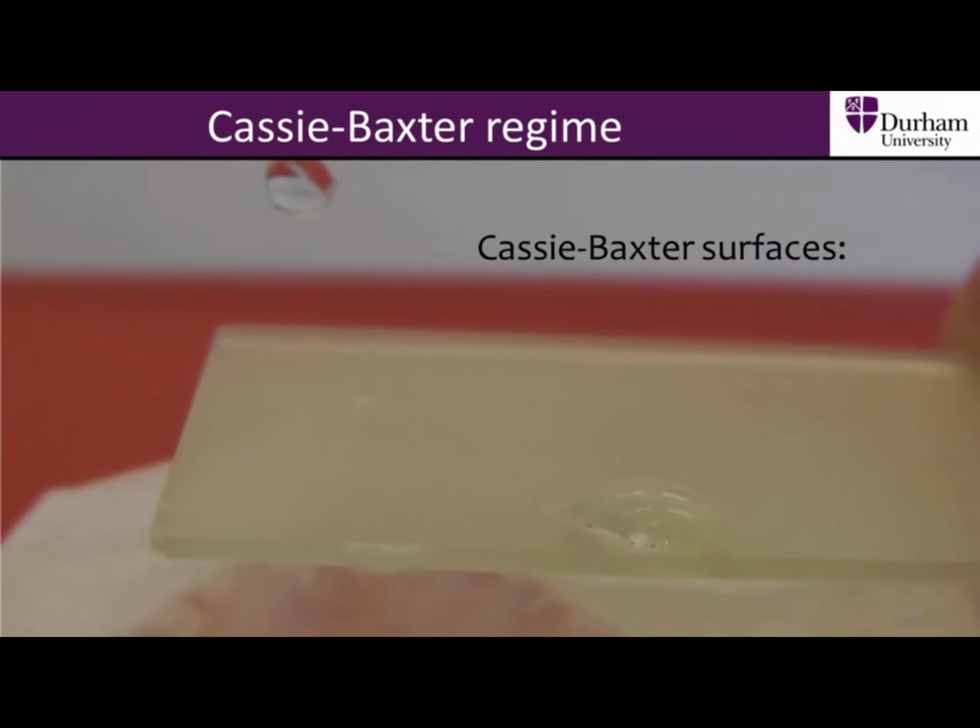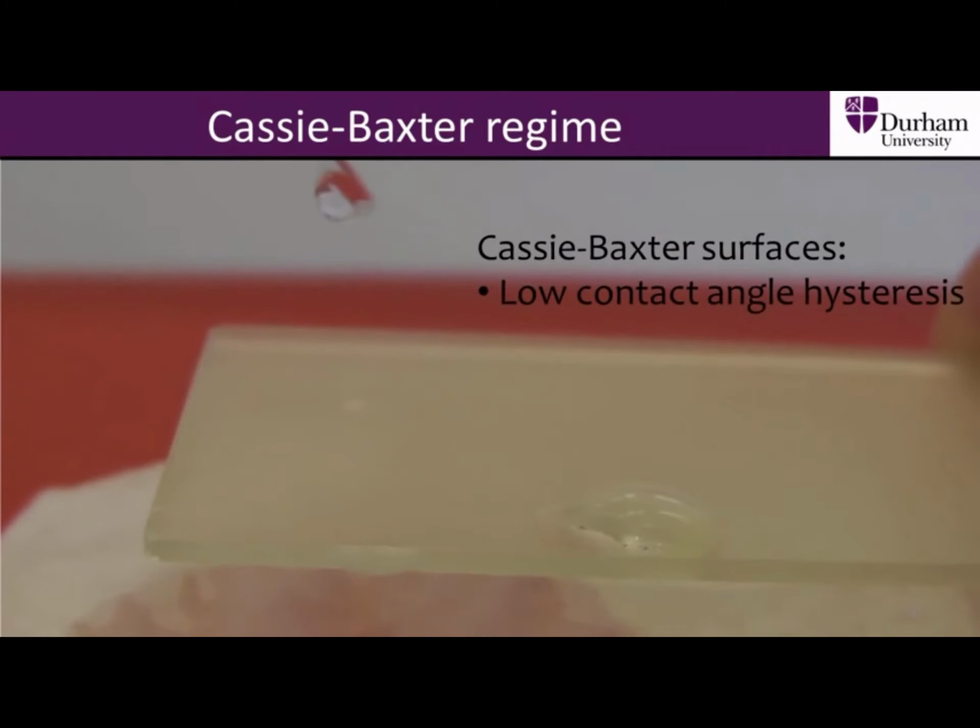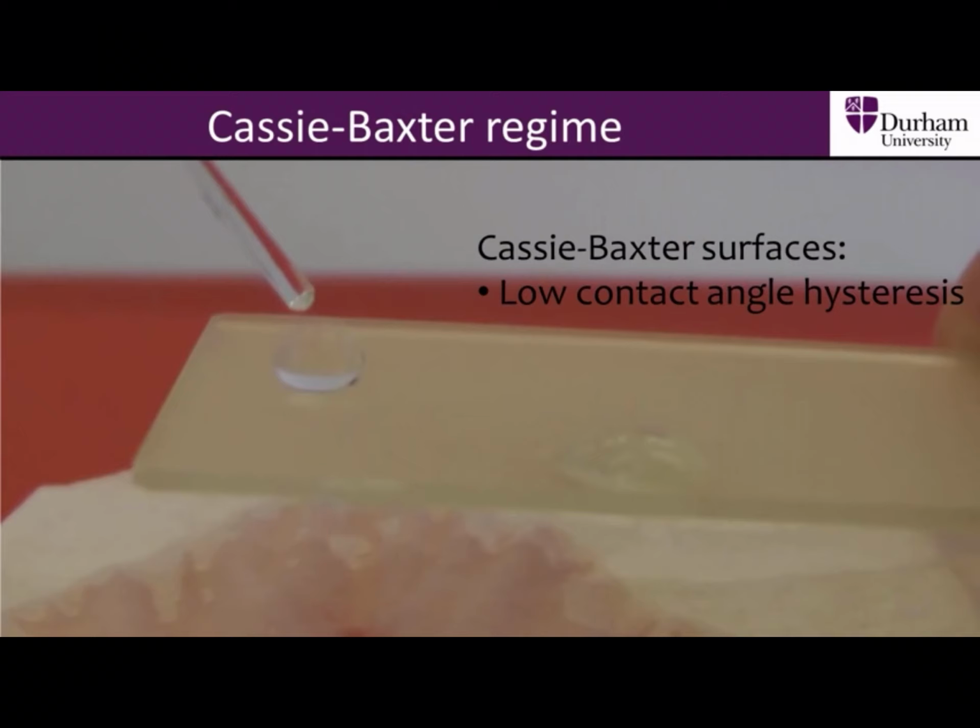Droplets in the Cassie-Baxter regime show low contact angle hysteresis. As the droplet is only in contact with the surface for a fraction of the area, the adhesion between the solid and liquid is reduced greatly. As a result, Cassie-Baxter droplets tend to have low roll-off angles.